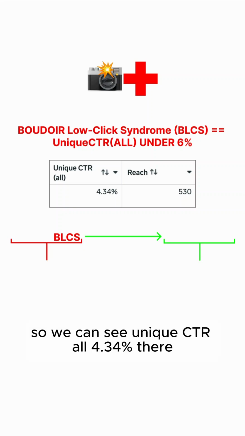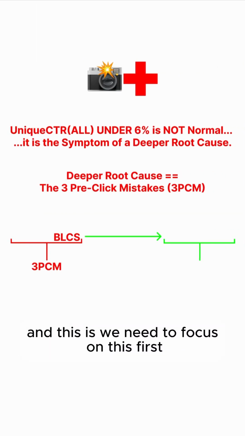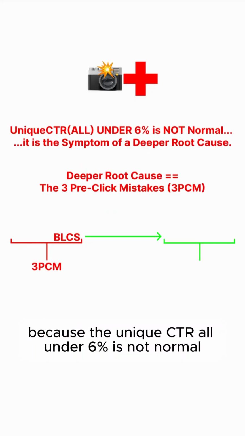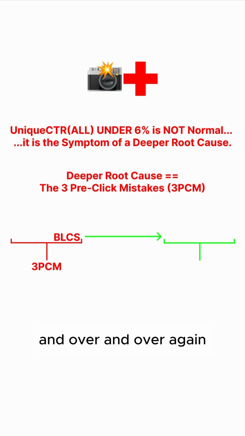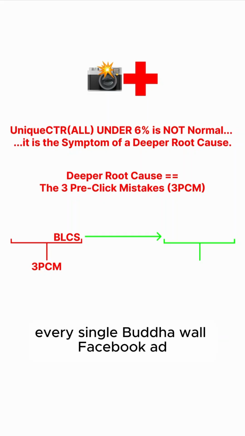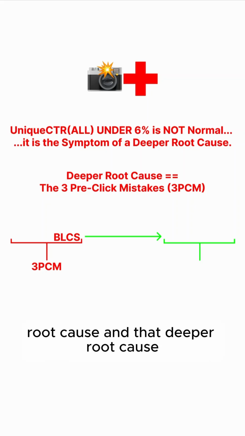So we can see unique CTR 4.34% there. We need to focus on this first because a unique CTR under 6% is not normal, yet it's extremely common, and it's what I keep seeing over and over again. Every single Boudoir Facebook ad I've seen and tested has BLCS, unique CTR under 6%. And it's a problem because it's actually the symptom of a deeper root cause.